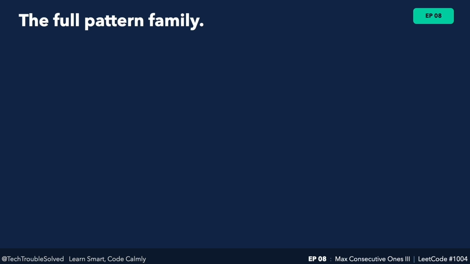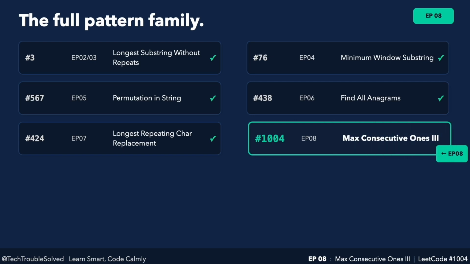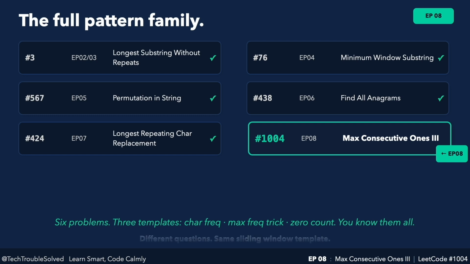6 problems, 3 templates, 1 pattern. Number 3, number 76, number 567, number 438, number 424. All done. Number 1004. Today, done. Character frequency, max frequency trick, zero counter. 3 templates, 6 problems. You know all of them now. Different questions, same sliding window mindset. That's the sentence. Not I solved 1004, but I now think about problems differently.